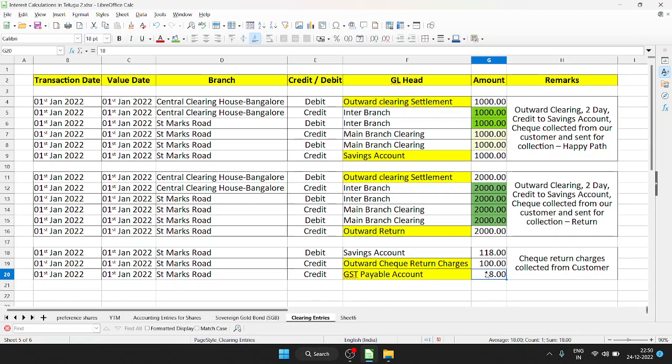So, when a check is sent from X bank to another bank for collection through the clearing house, it may be SBI or Reserve Bank of India, these entries will be posted. I have given an example for only one outward, happy path, return and charges collection.